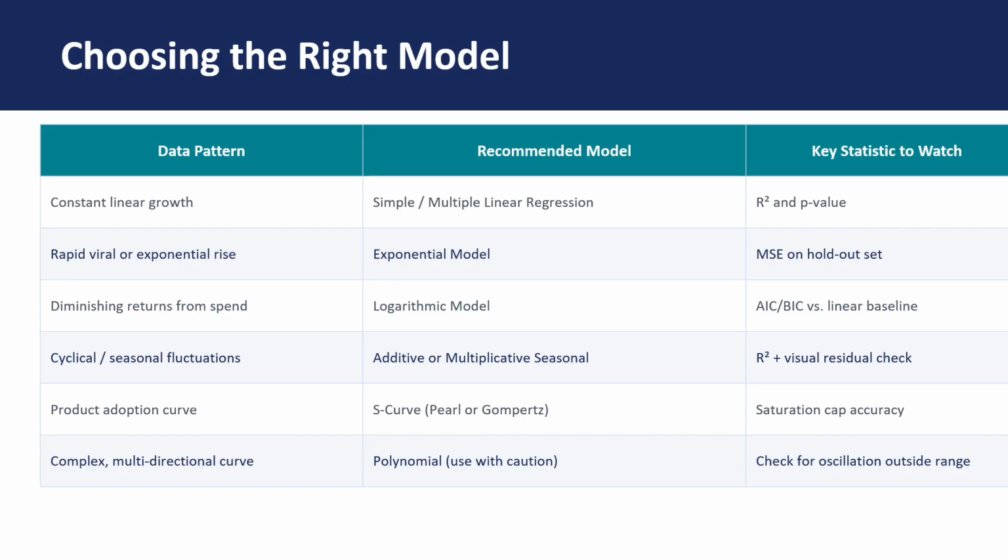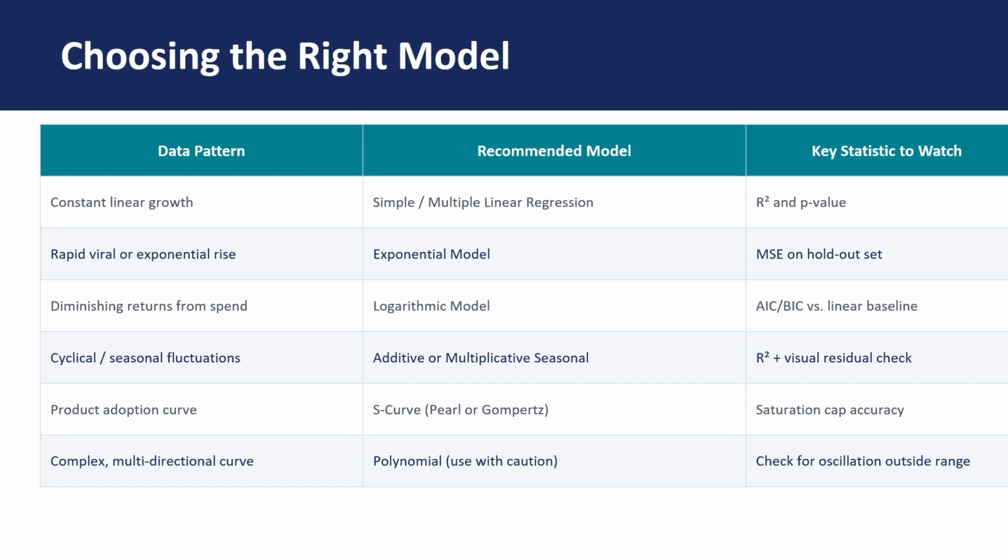If the growth looks steady and consistent, start with simple or multiple linear regression. Watch your R-squared and p-values. If growth looks like it's accelerating rapidly, especially in a digital or viral context, try an exponential model and evaluate it using MSE on a holdout dataset. If you are modeling advertising or marketing spend where you expect returns to diminish over time, the logarithmic model is your friend. Compare its AIC or BIC to a linear baseline.